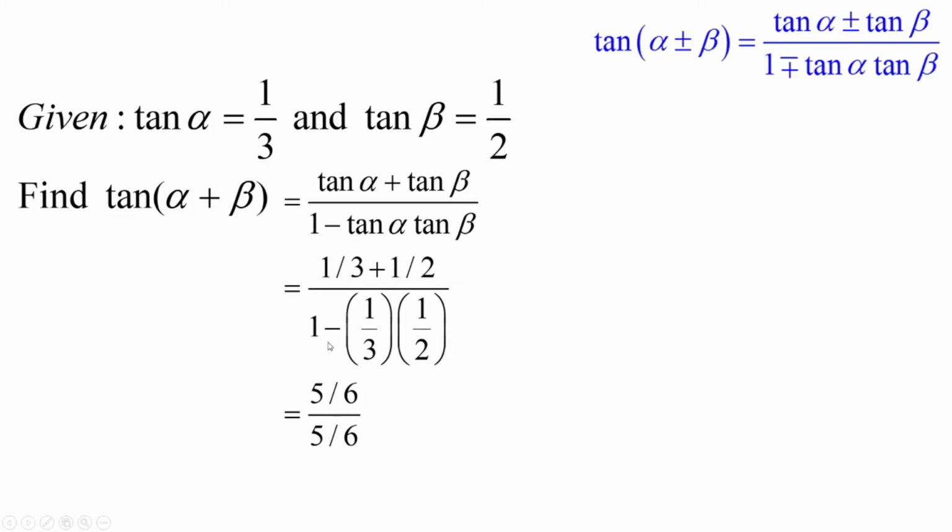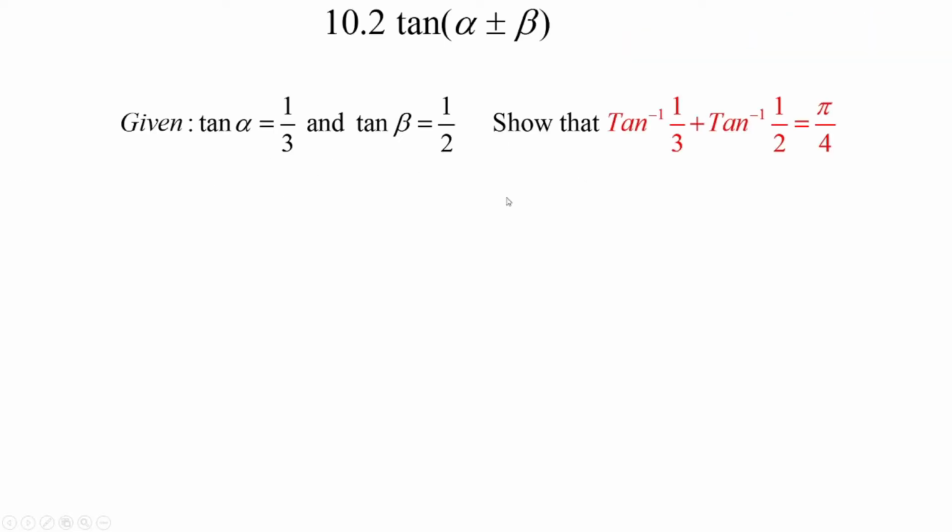Oh, what did I do wrong? Excuse me. 1 minus, I blew that, 1/6, and 1 minus 1/6 is 5/6. All right, so what do we have? 5/6 over 5/6. That looks like a 1 to me. So tangent of alpha plus beta has to equal 1. Okay, cool. And that's all they wanted. All right, there we go. So let's move on to the next slide then.